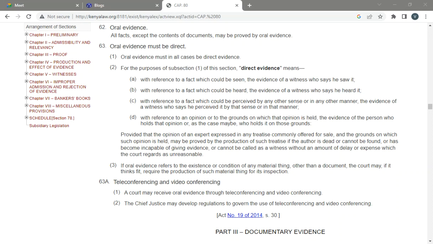So you remember above why we started with section 3, because I told you it can be perceived. If you look at section 63(2)(c), with reference to a fact which could be perceived by any other sense, that is direct evidence. So in this court, they were referring to section 63(2)(c), when they said that the information was direct evidence. Now the Privy Council characterized hearsay evidence as follows.